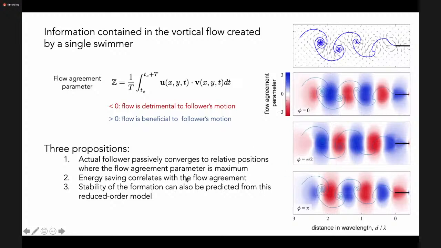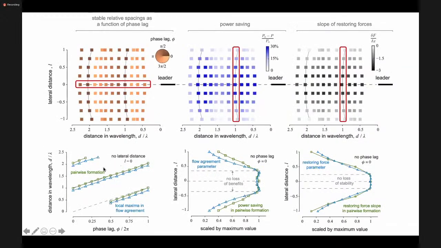And that the energy saving correlates with this flow agreement parameter. So the more you agree with the passive flow of the leader, the more energy saving you get. And that the stability of the formation can also be predicted from this reduced order model. And these claims are based on comparing the two-pair interaction results that I just showed you to results from the wake of the single swimmer.